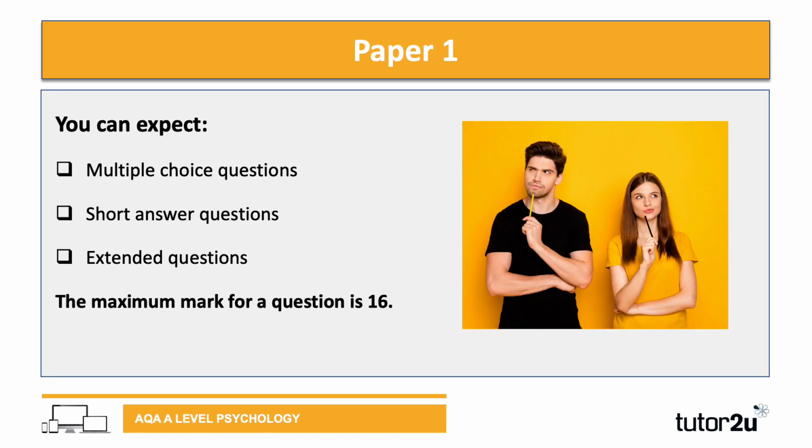So in terms of the paper, you can expect a multitude of ways that you'll be assessed. So multiple choice questions, short answer questions and extended questions. Now when we say extended questions in Psychology A-Level, the maximum mark you'll get for a question is 16. So that is your longest question. I know some of you from GCSE might have had longer markers than that, maybe 20 markers. So here the maximum is 16.